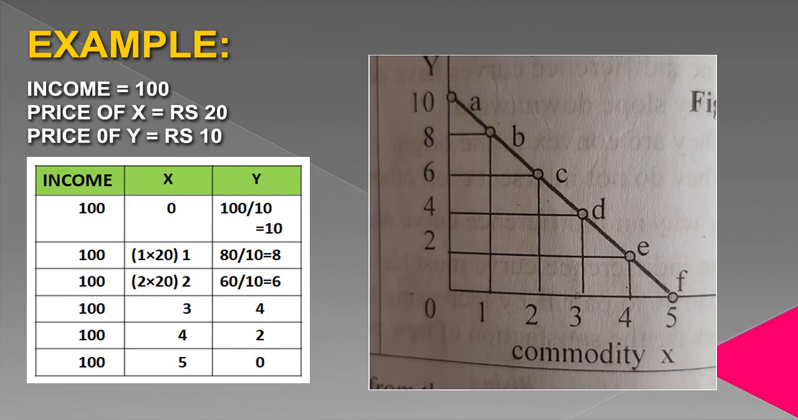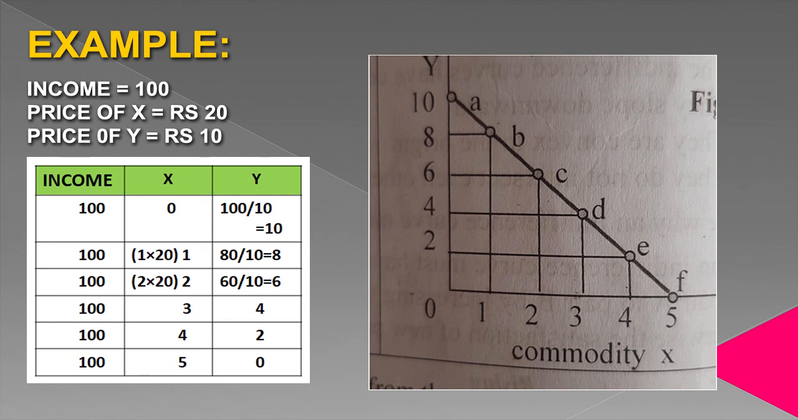Example, suppose we have an income of rupees 100, the price of X is rupees 20 and the price of Y is 10. Now further suppose that the consumer is not buying any unit of X. In that case, the complete 100 rupees are at his disposal and he can spend these 100 rupees totally on Y. If he spends 100 rupees on Y, he can buy 10 units. Price of Y is 10. 100 divided by 10 equals 10.